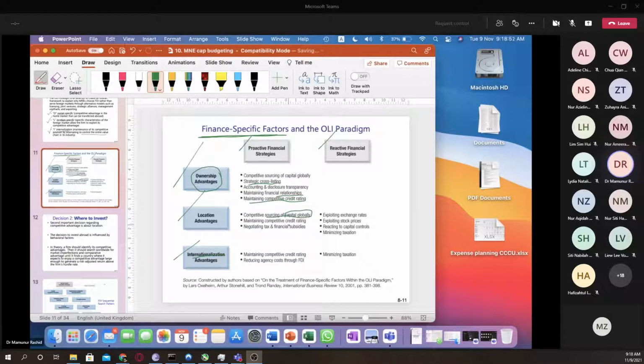Also negotiating tax and financial subsidies. Now, tax benefit is location specific. You may not get the same tax benefit globally. So for example, if you come to Middle Eastern countries, many of them give additional tax advantages. Dubai gives you tax credit so that you can come and invest. So you will have to look for these benefits. Those are location specific, ownership specific, and internalization specific.